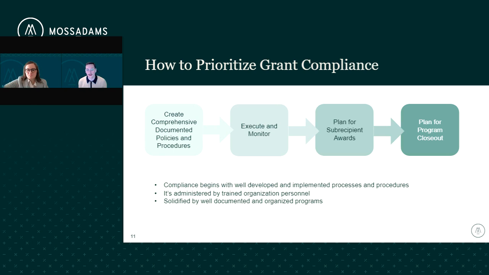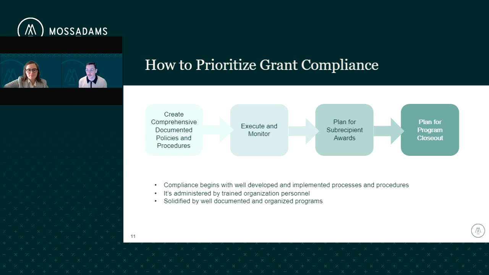Executing and monitoring. So make sure that you are properly executing the grant in accordance with the requirements and meeting your objectives. And also make sure that you're monitoring your progress, either the progress of your own implementation of the program, or if you're subgranting it out, the progress of the subrecipients that are carrying out part of the grant for you.